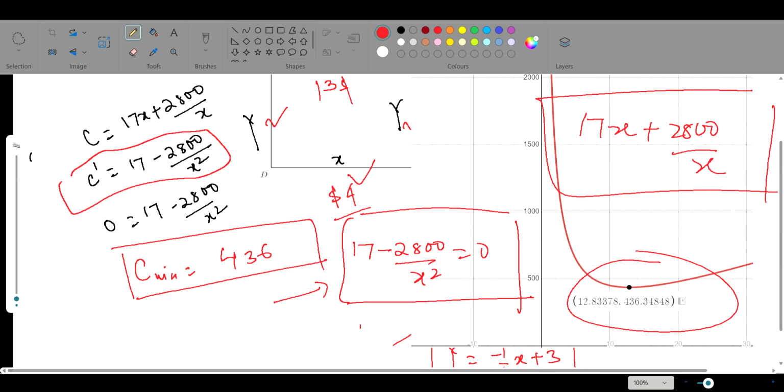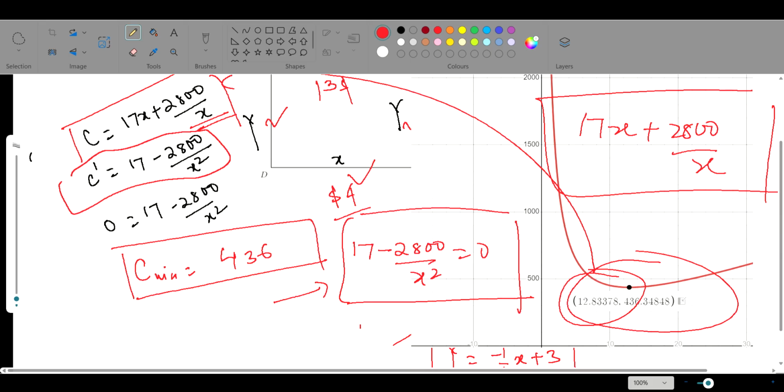So when you solve it for 0, you get some x value. Yeah, the x value is 12.83. That is the minimum x value, and you need to substitute that x value in the given function to find the cost, to get the cost function.